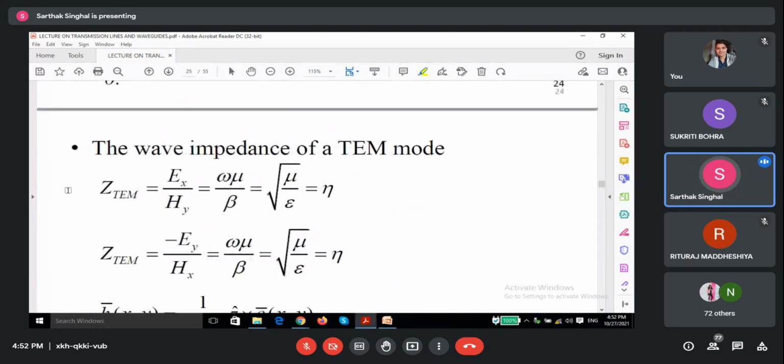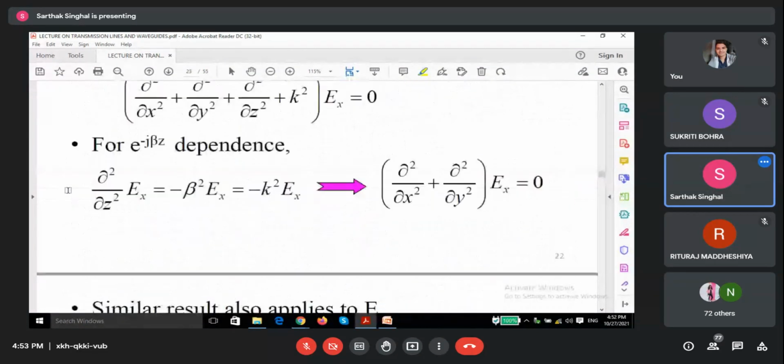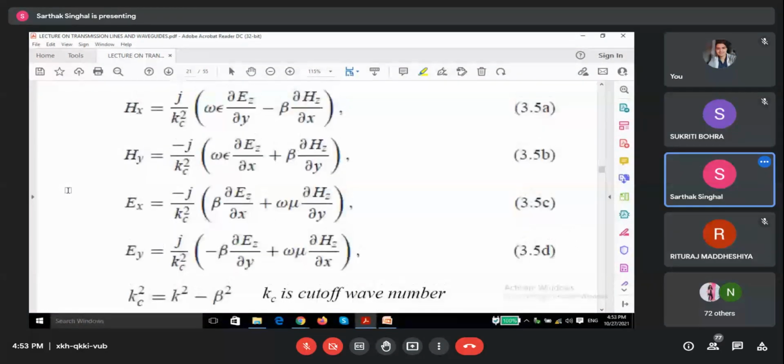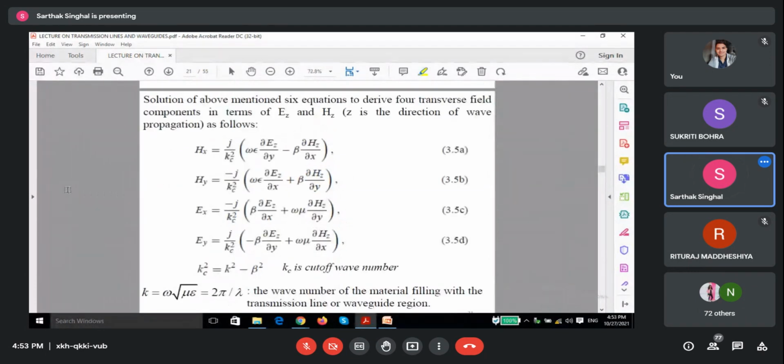Either this or this equation. In this equation, your Ez is 0, right? So you only have to put the value of Hz. From this you will get all the components: Hx, Hy, Ex and Ey.